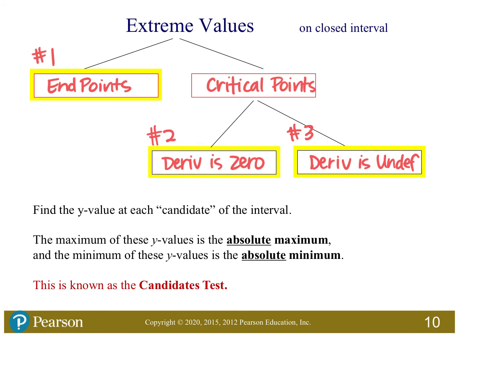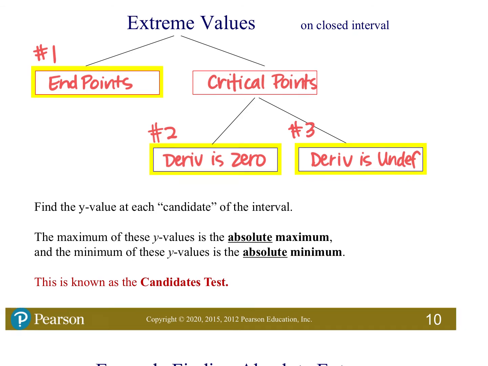It's like picking a captain for a team, right? You might have the whole soccer team out there, and then you say the candidates for captain are the seniors. So that eliminates a bunch of people. And then from the seniors, you want to pick the captain that you're going to have. So we say, okay, we're only going to pick the candidates from the endpoints and from the derivatives being equal to 0 or undefined. And from those, we're going to compare their y values, and we'll pick the absolute from both of those. So that is called the candidates test.